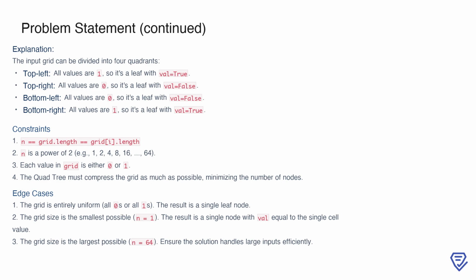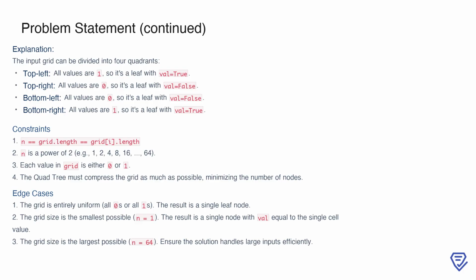Each cell in the grid contains either a 0 or a 1. The quad tree must compress the grid as much as possible, minimizing the number of nodes. Some notable edge cases include a grid that is entirely uniform, where the result is a single leaf node, and a grid with the smallest possible size, n equals 1, which also results in a single node.